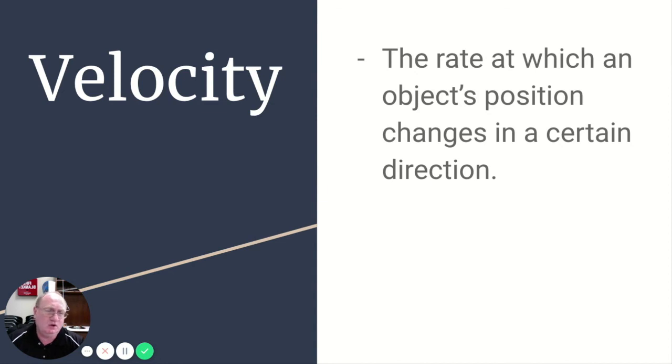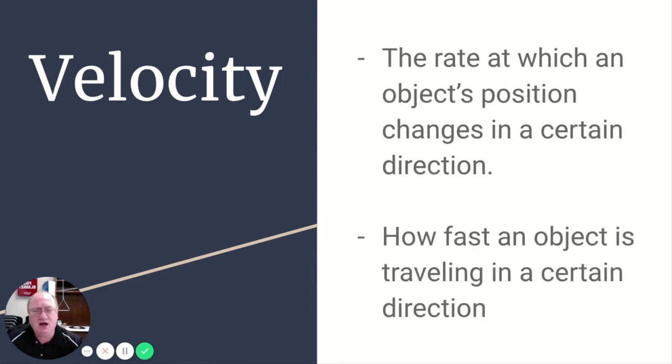So if we go back to Webster, the definition will change by just a little bit. It will still have the rate at which an object's position changes, but it'll also add in a certain direction. So we've added that to it. Where speed's a scalar, velocity's a vector. So that means our common definition will also add in the direction component. How fast an object will travel in a certain direction.